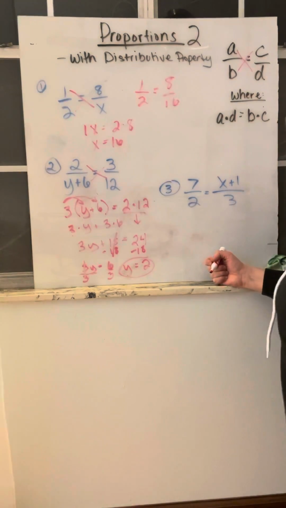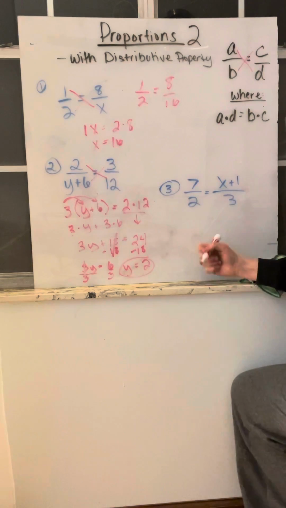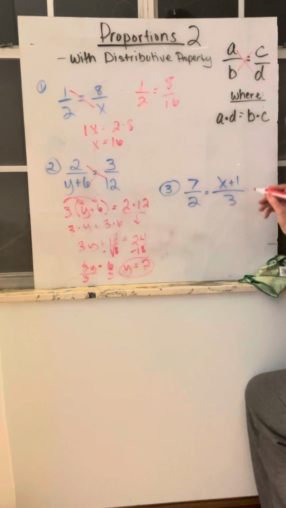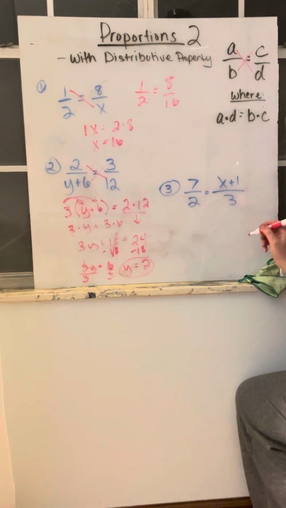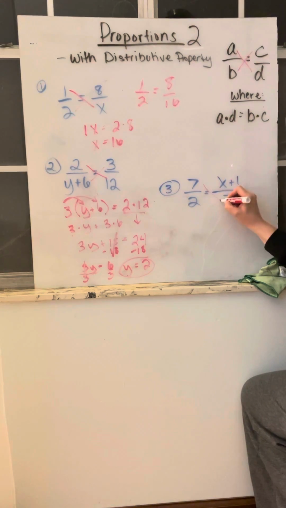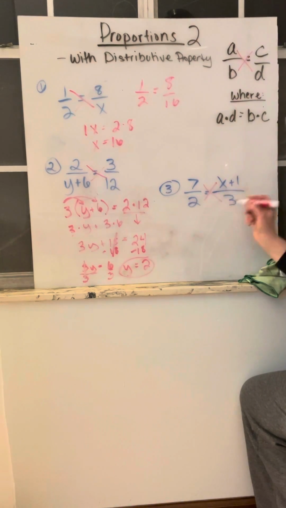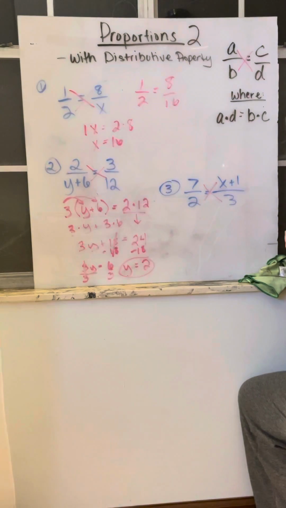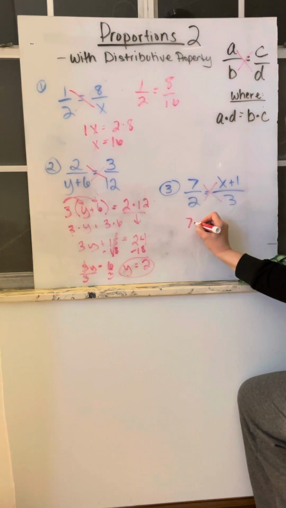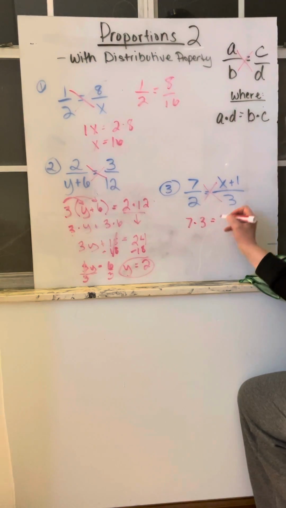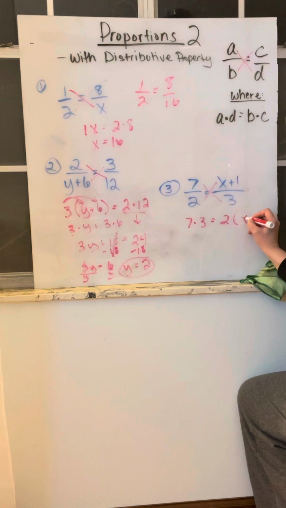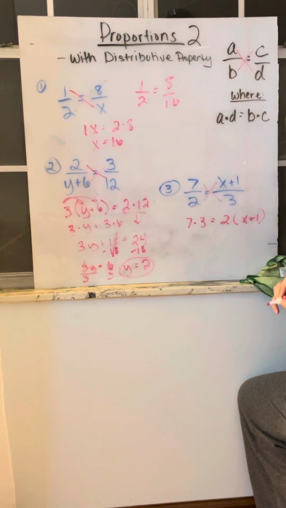Okay, moving on. So you notice I've got my variable term on the bottom here. It can also be up here, and that doesn't matter. You do the same thing. So again, we're going to cross multiply, okay? But this time I think I'll start on the top and move down. So I'll do 7 times 3 first, okay? And then I've got 2 times x plus 1.